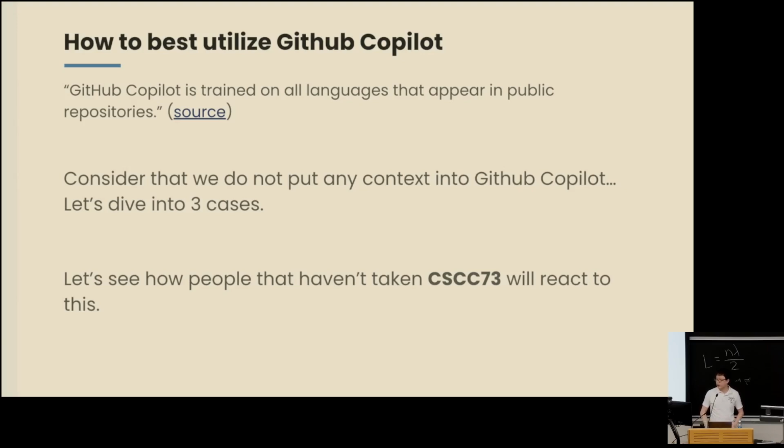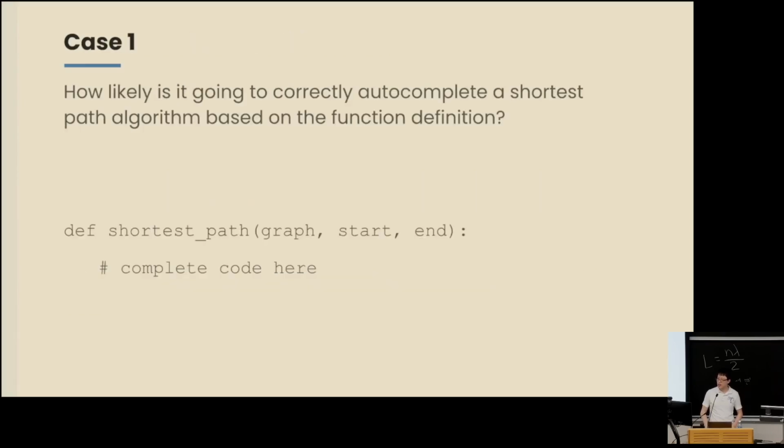So hopefully, who has taken C73 here? The one on graph theory? Not a lot. That's not exciting. But my first case is one everyone should be able to answer, right? If I give this to GitHub Copilot, def shortest path, give it the graph, give it a start, give it the end, ask it to complete the code here, how likely do you think GitHub Copilot is going to correctly auto-complete a shortest path algorithm based on the function definition? Thoughts? Who thinks it is going to correctly auto-complete a shortest path algorithm?